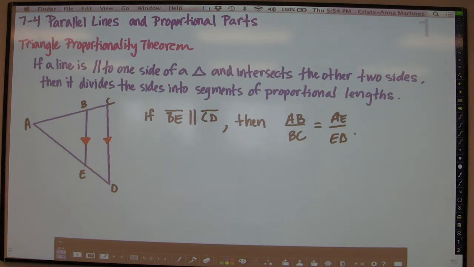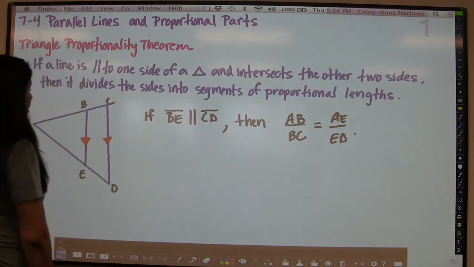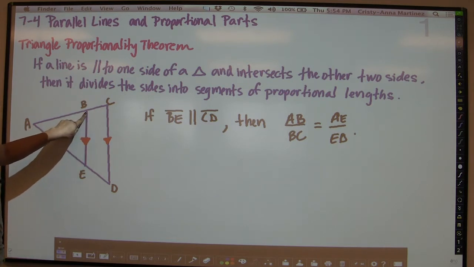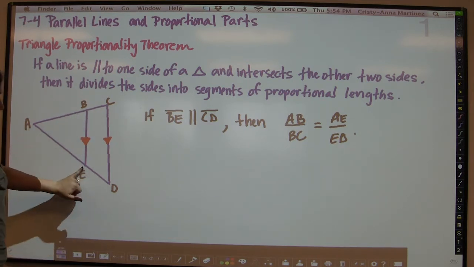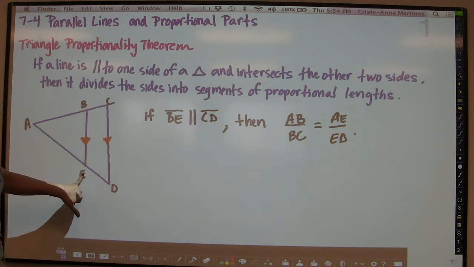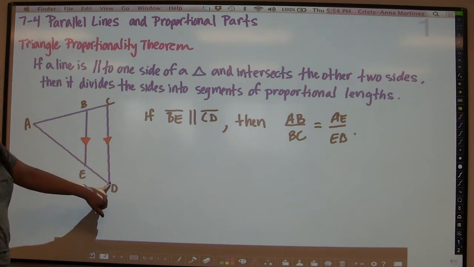And so we have our first theorem, the triangle proportionality theorem, and it basically states that if a line is parallel to one side of a triangle, as BE is parallel to CD, and if that line also intersects the other two sides, AC at B and AD at E, then it divides those two sides, AC and AD, into segments of proportional length.